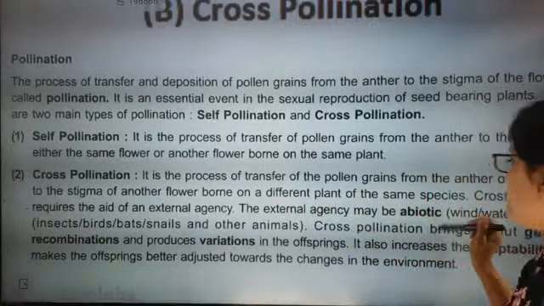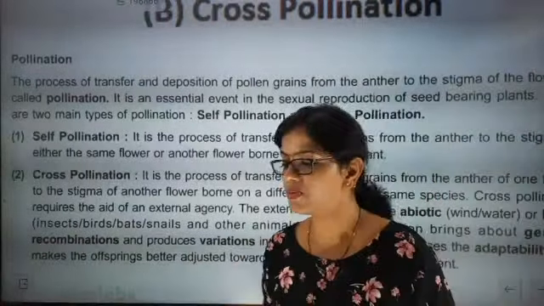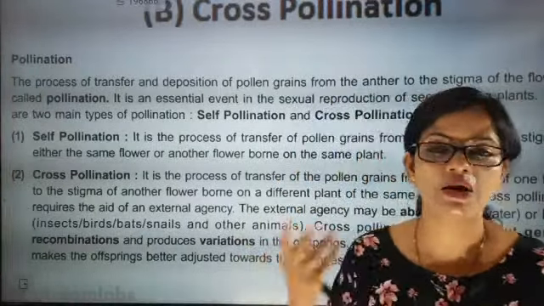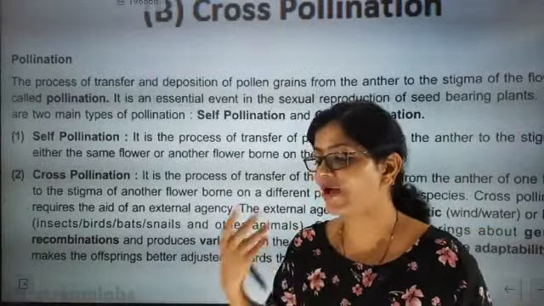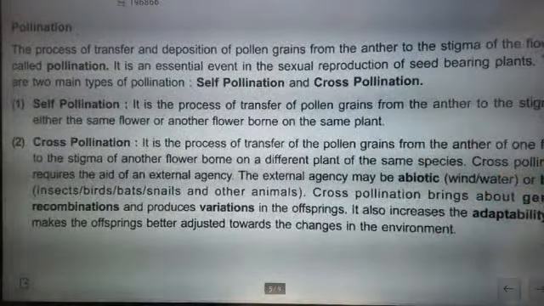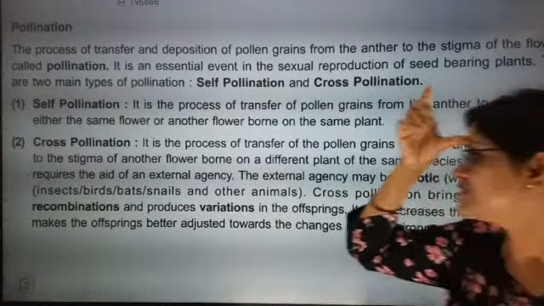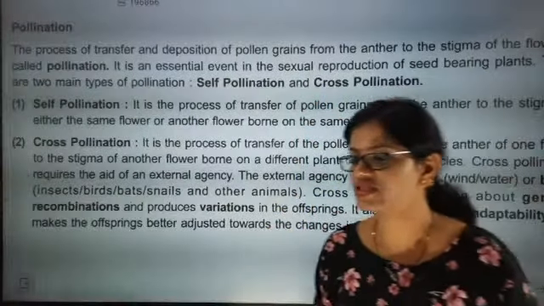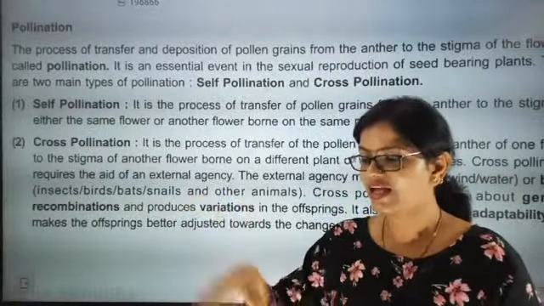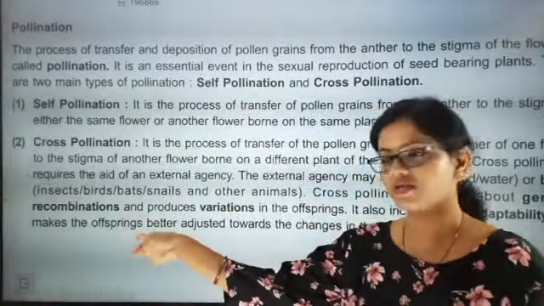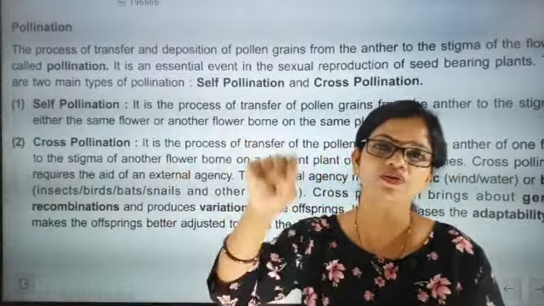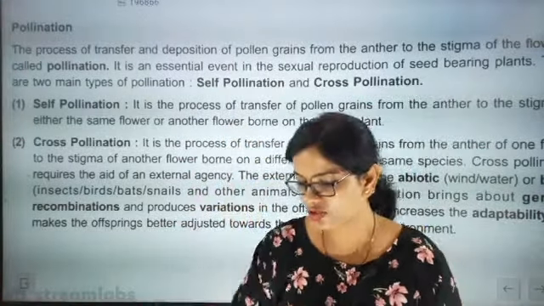The external agency may be abiotic or biotic, and they are responsible for doing cross-pollination. Abiotic agents are like wind and water, and biotic agents are like insects, birds, bats, snails. Even we sometimes accidentally touch one flower and then touch another flower while plucking it, and accidentally the pollen will fall into the other one. So that is also one of the types.